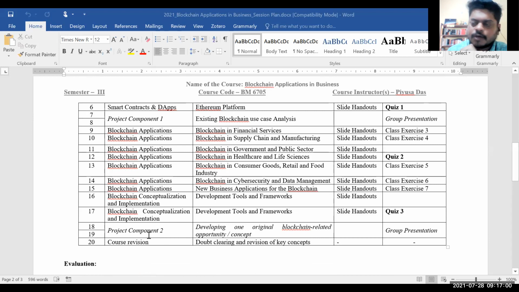This part is around 15 marks. Project component one is around 10 marks. So the project itself is around 25 marks. Is this clear, or any questions around it?